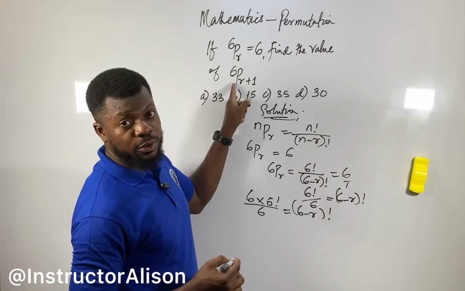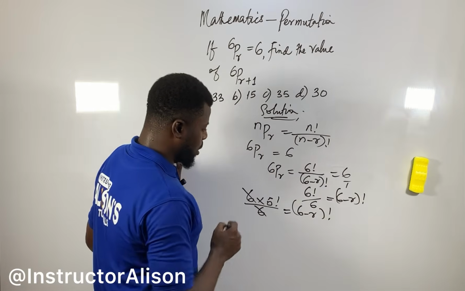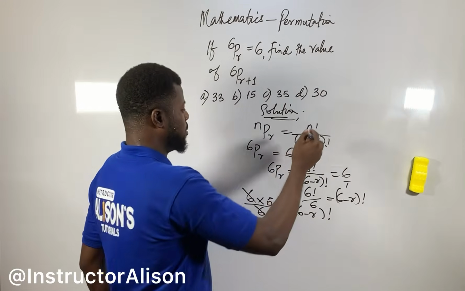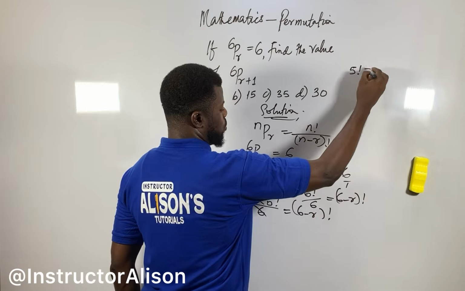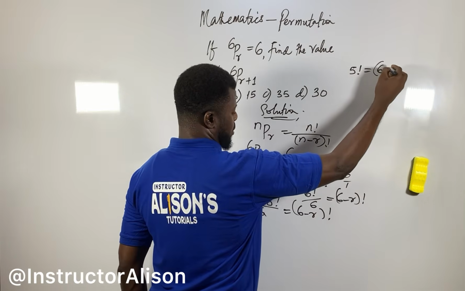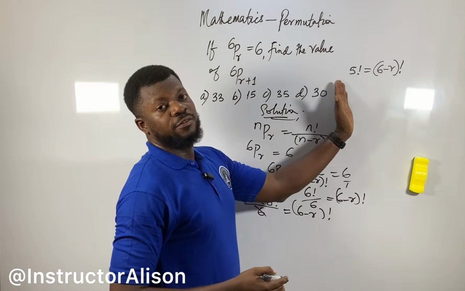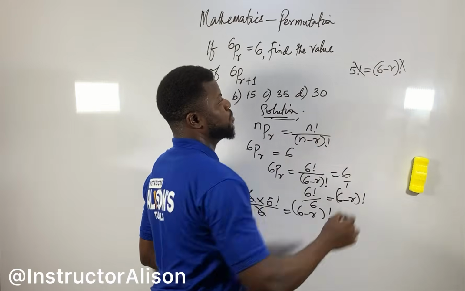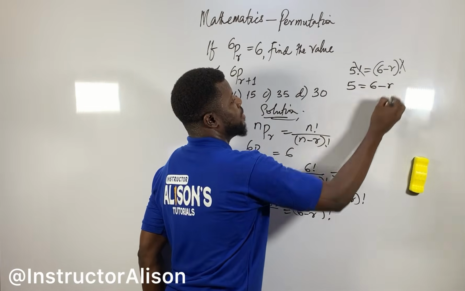Remember, we want to find r. So you know this one and this one will cancel. If they cancel, what will remain? Let us use this part of the board. What will remain now is 5 factorial equal to (6 minus r) factorial. I see factorial on the left, I see factorial on the right. No wasting time, cancel the factorial on both sides. So then you get 5 equal to 6 minus r.